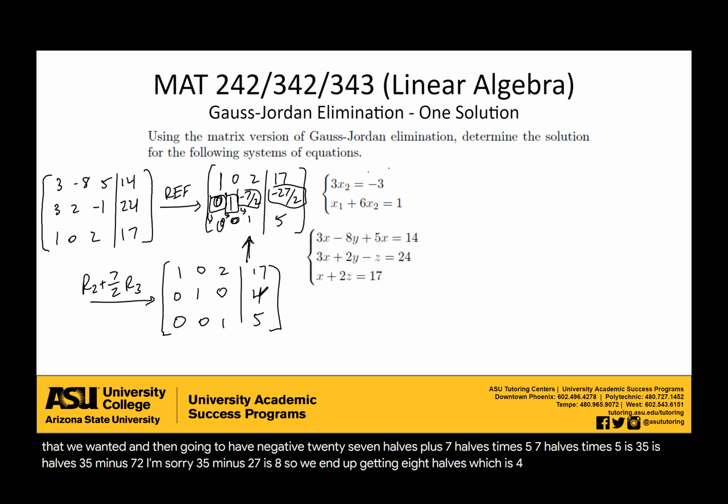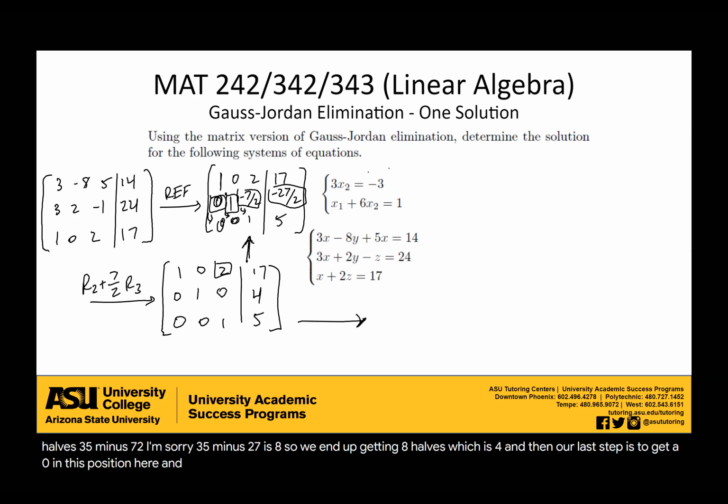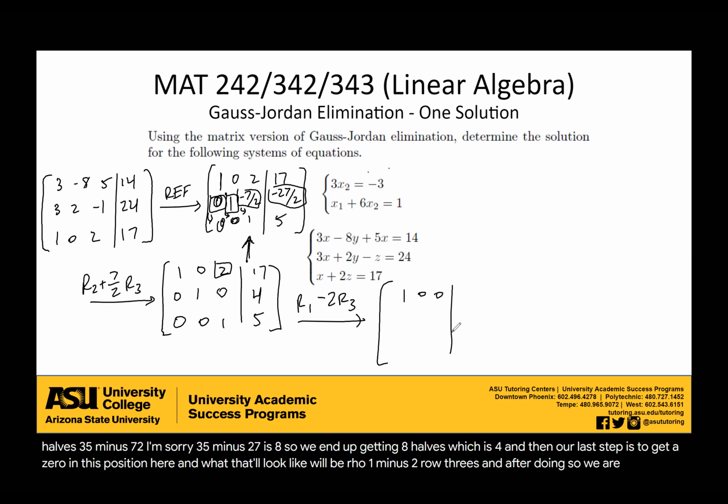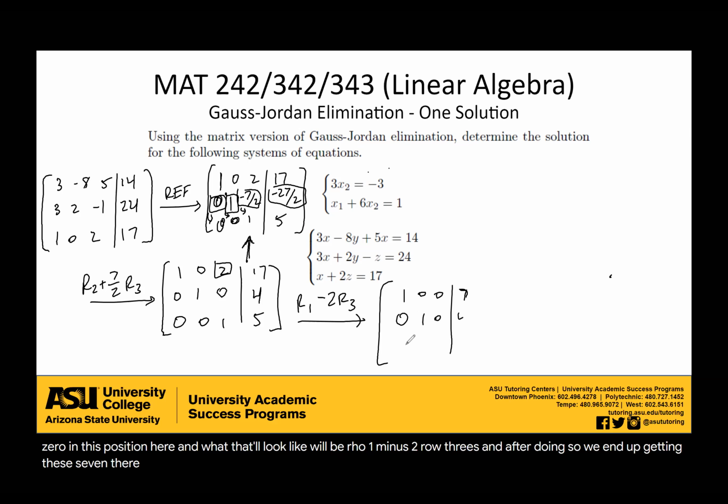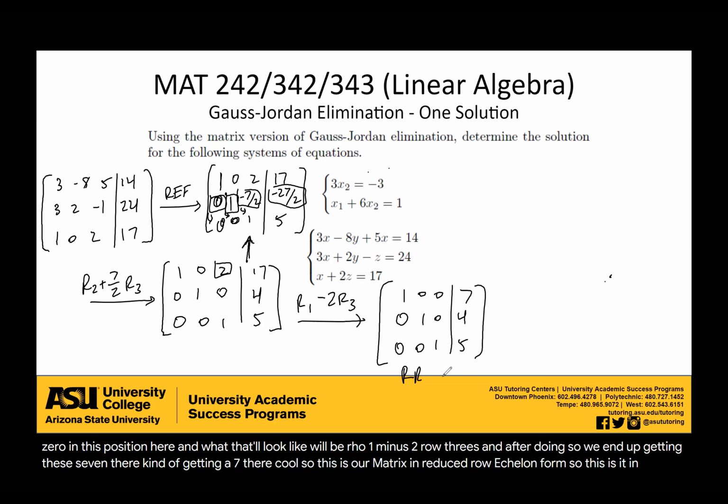And then our last step is to get a 0 in this position here. And what that'll look like will be row 1 minus 2 row 3s. And after doing so, we end up getting a 7 there. Cool. So this is our matrix in reduced row echelon form.